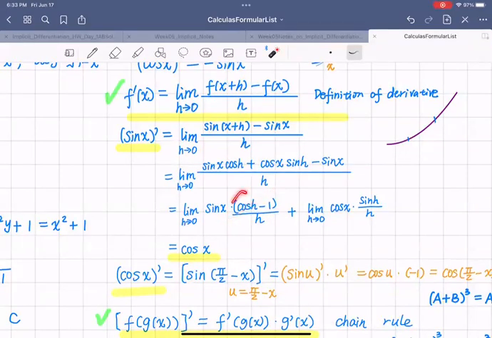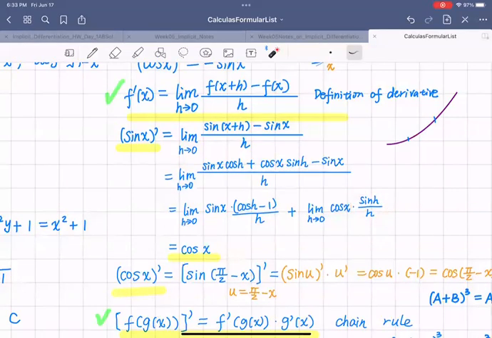So this part can be ignored because you can draw this graph here. You know this, when h approaches 0, this is going to be 0. And then we can do here. This one, when h approaches 0, sine h and h are the same level.